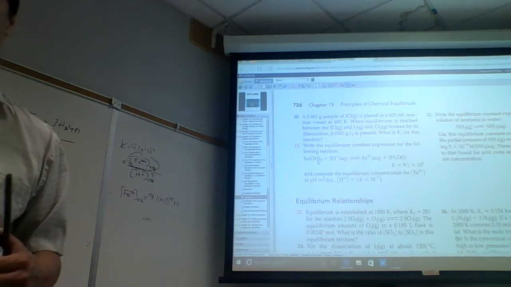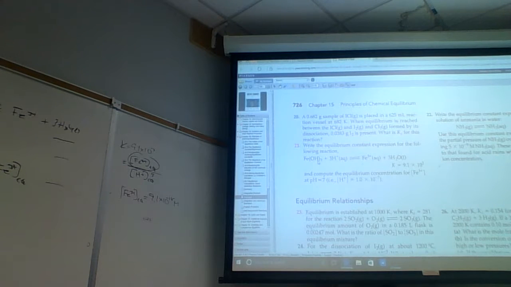Even though we ignore the units in the K, we'll add it at the end because concentration has to be in some of the units, molarity, whatever. All right, so this one, we didn't have an X value. We could have had an X value. We could have had a whole bunch of stuff.